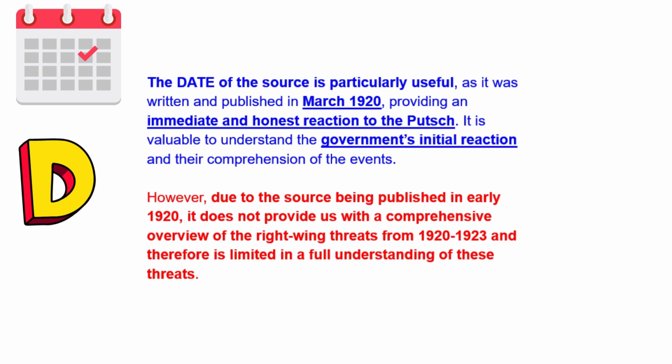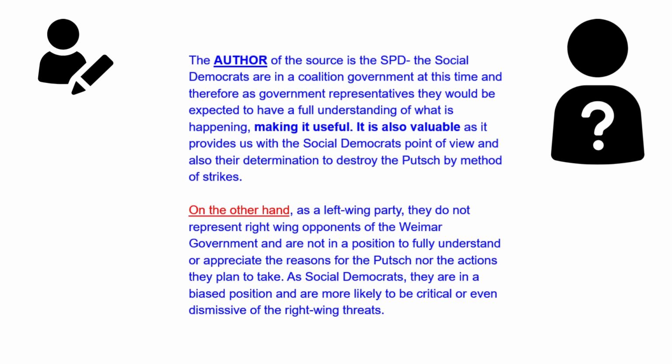It's valuable to understand the government's initial reaction and their comprehension of the events. But I've got a however here. Due to the source being published in early 1920, it does not provide us with a comprehensive overview of the right-wing threats from 1920 to 1923. That's what the question's about. So there's an element that's missing because the date is really focused on Kapp.